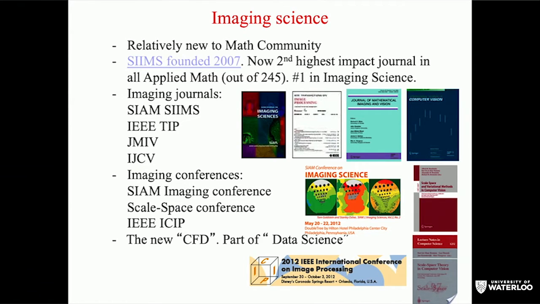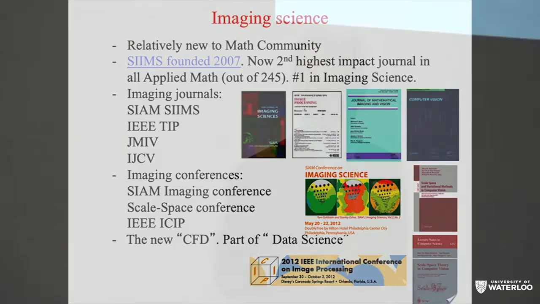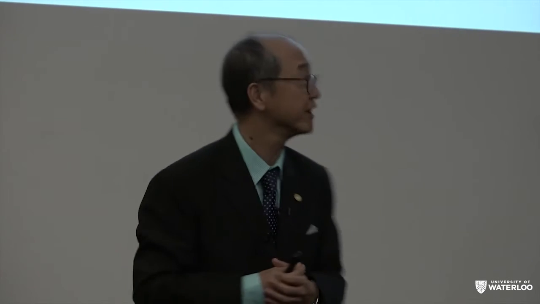But starting about 2007, a journal was founded at SIAM, and I was involved in doing that. It's called the SIAM Journal on Imaging Sciences. When it came out, there was a lot of doubt about whether SIAM should get into this, just like there were doubts about whether Stanford should form a computer science department. There were a lot of people against it.